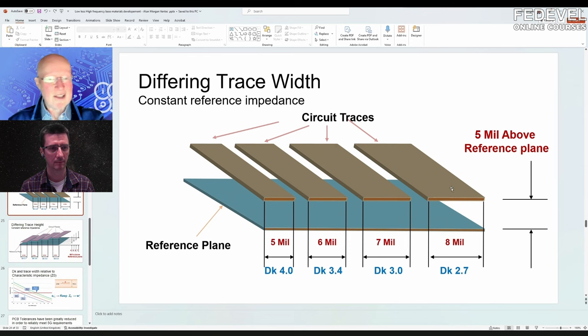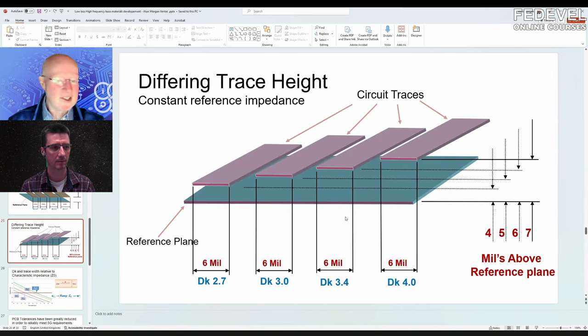So that is what the Dk means as a design parameter. We can actually get thicker traces, or they can be closer to the reference plane. Again, same story here. This is the reference plane. This is the same width, but closer. Exactly. So Dk 4 means you've got to be up here. Dk 2.7 means you can get that trace, same width, even closer down. And that's the kind of impedance triangle we talk about.